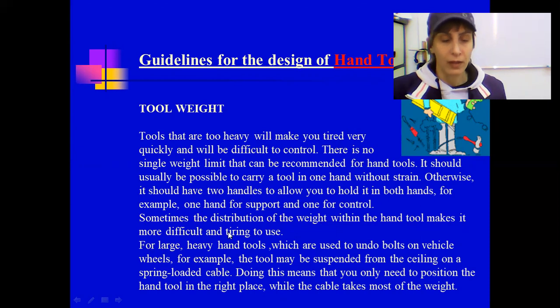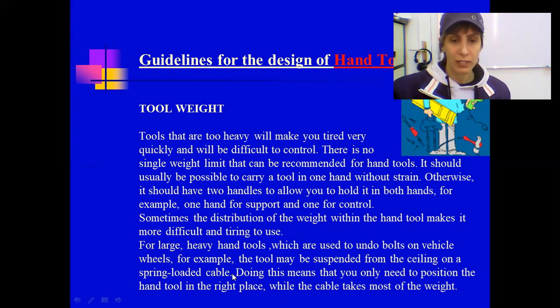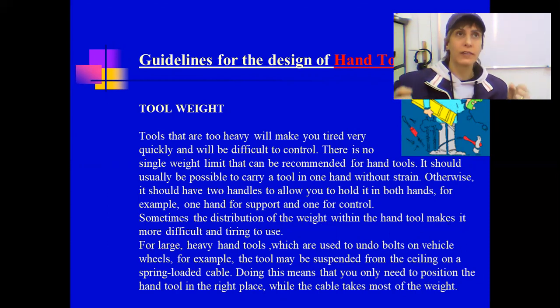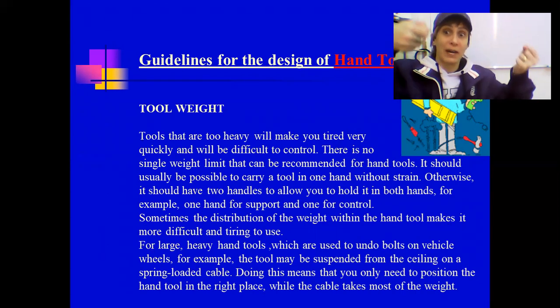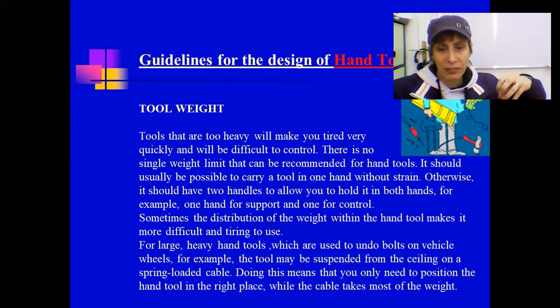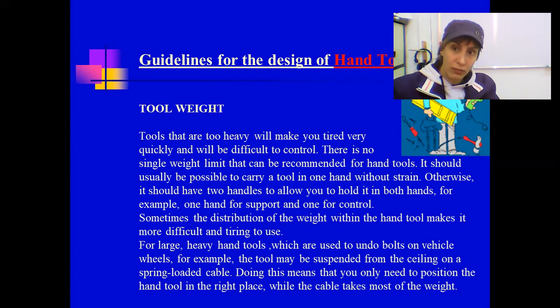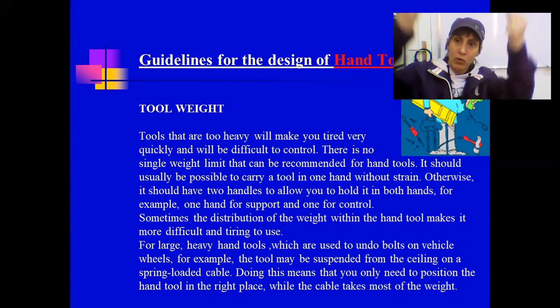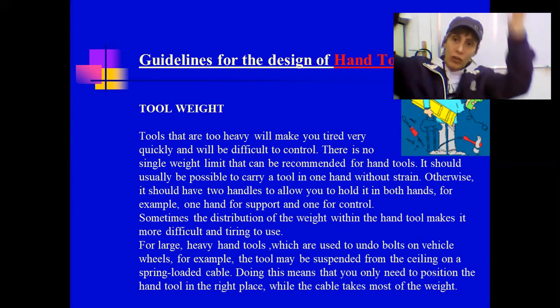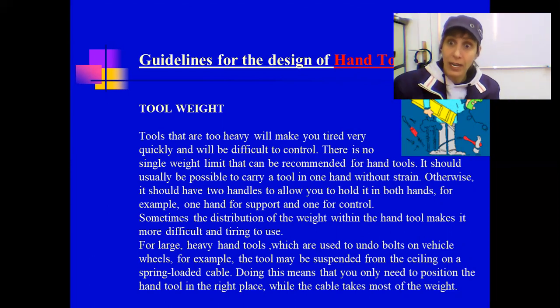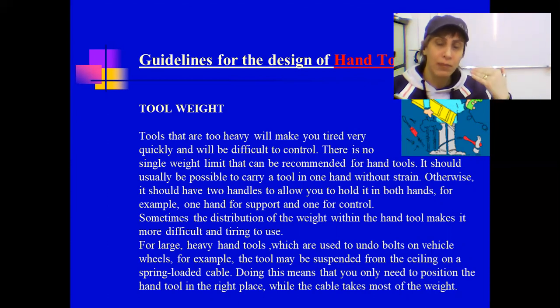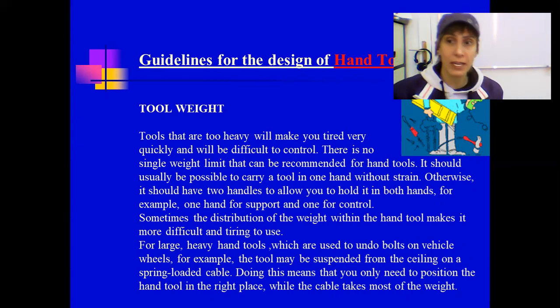Some tools can be extremely heavy, like there is a device which unbolts certain parts of the car. It's very heavy too, and you cannot just pick it up. So what do they do? They basically suspend it from the ceiling. There is a rope that goes down. This holds the tool up. I am just pulling it down and using it. And then it goes back. So I am not carrying the weight. Something else is helping me because it's so heavy and there is no way they can make it lighter.